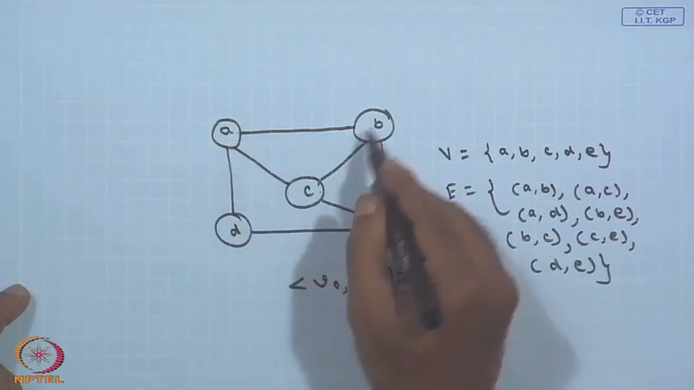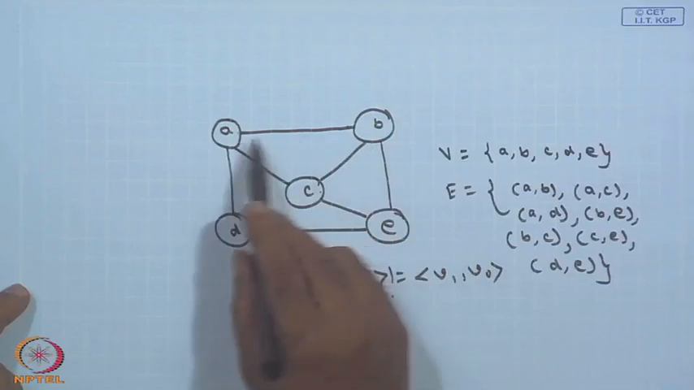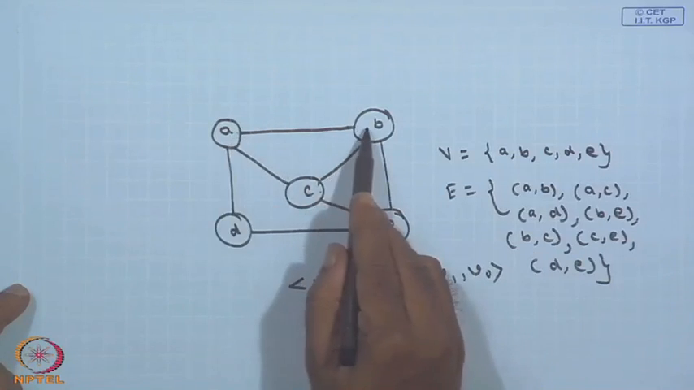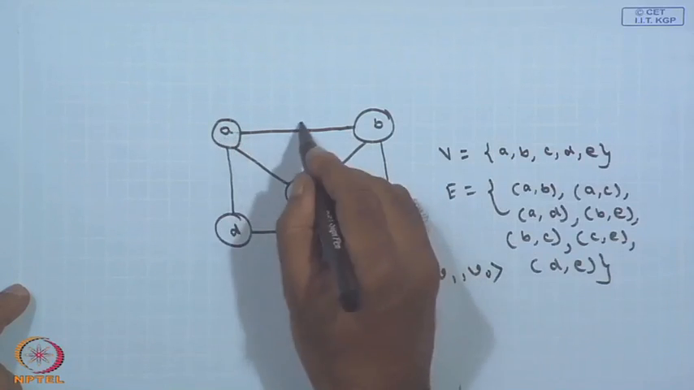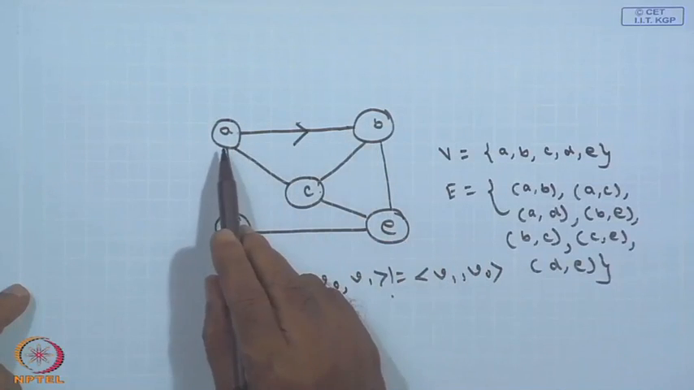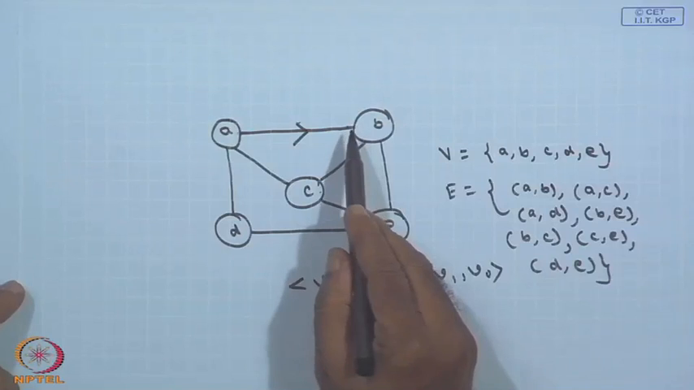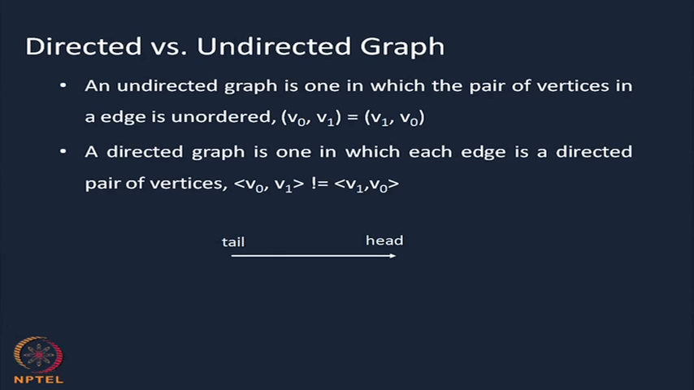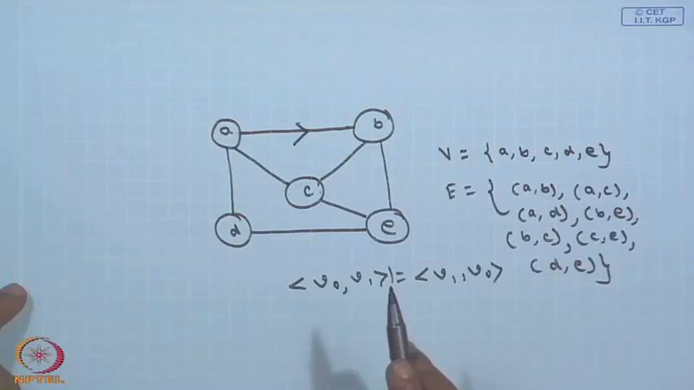Whatever I have drawn is an undirected graph, there is no direction. So it may be from A to B or from B to A, whereas if you draw an arrow like this, then there will be a direction, the direction is A to B. Next, for this one, we have written that this is the tail and this is the head.